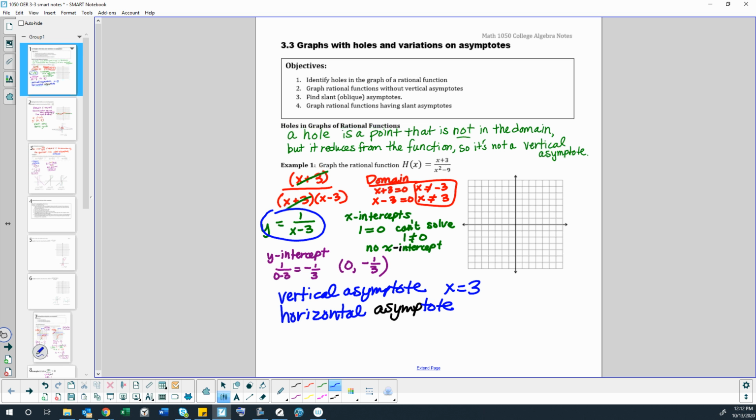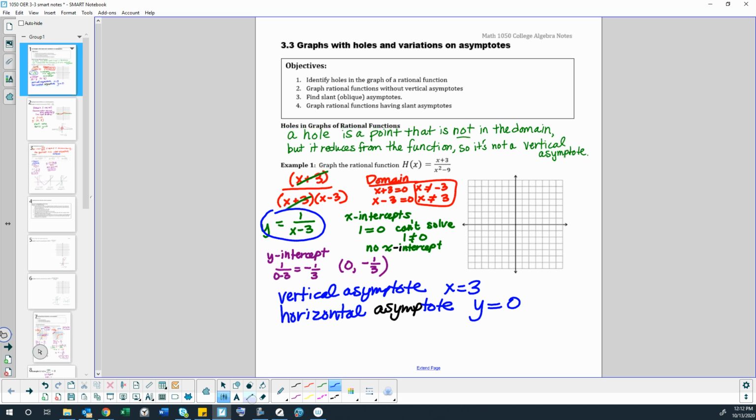So in this case, it doesn't matter whether we look at our original function or our reduced function. The numerator is either degree 1 versus degree 2, or in the reduced one, degree 0 versus degree 1. The numerator is smaller degree than the denominator. Correct? So that's rule number 1, which means we have a horizontal asymptote at y equals 0.